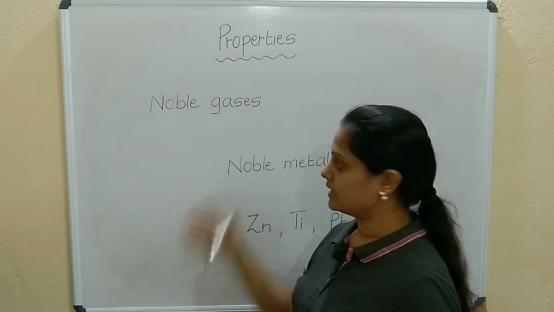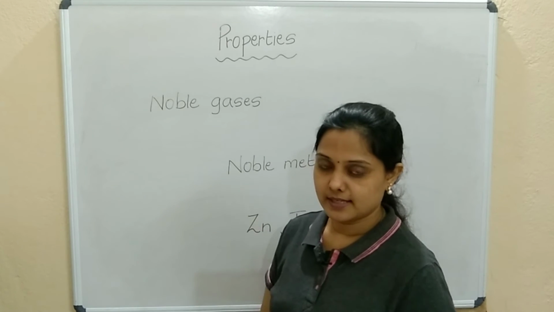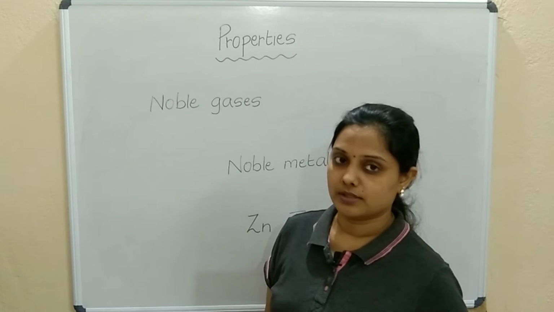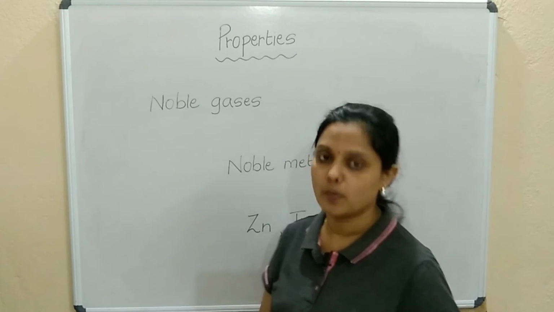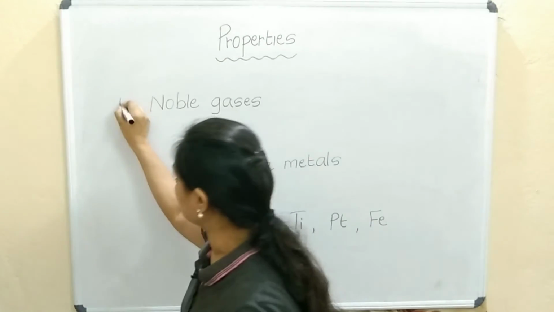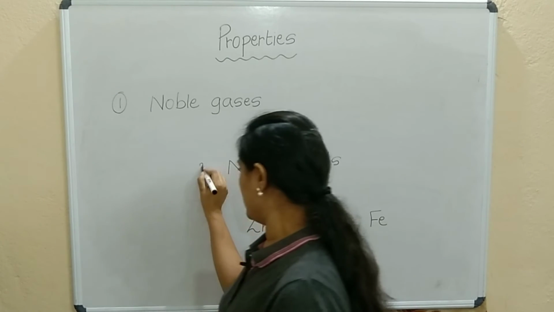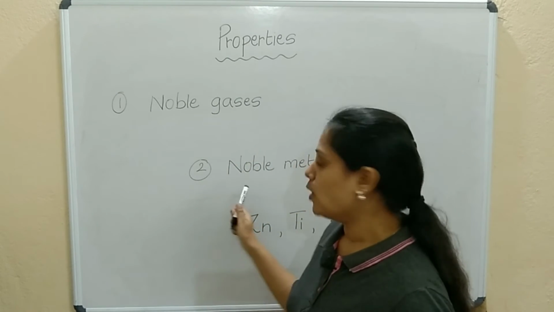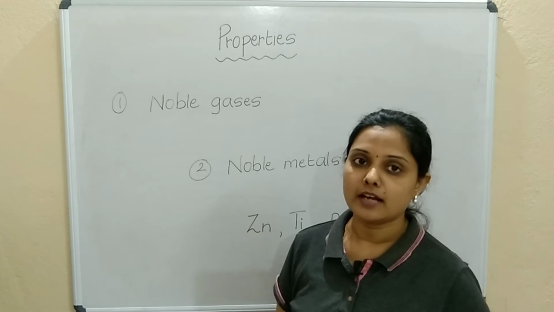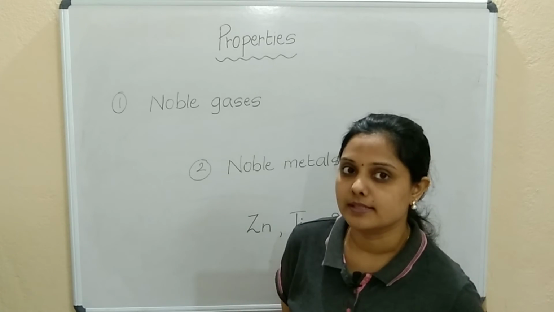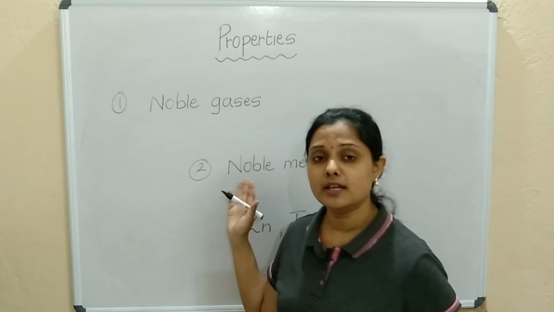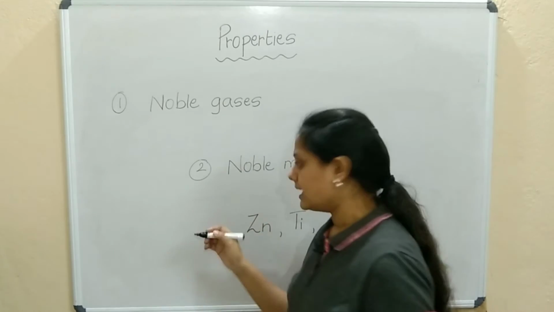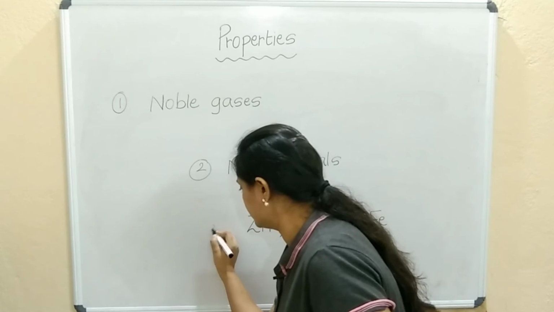The first question is, noble gases do not react with oxygen. There is no reaction between oxygen and noble gases. So that is the first question. The second question, noble metals, they are not attacked by oxygen. Again the same question, oxygen does not react with the noble metals. I'll tell you what is noble metals.